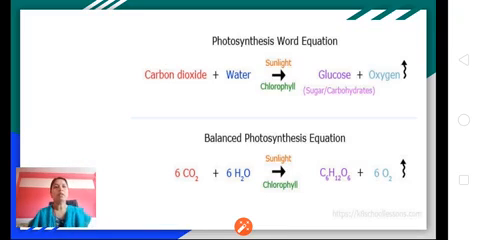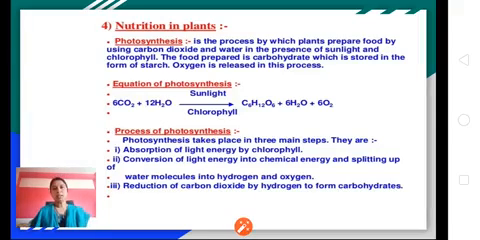You can see here the word equation, and below you can see the balanced equation. So photosynthesis occurs in all the green parts of plants, including the green stems, which contain this pigment.